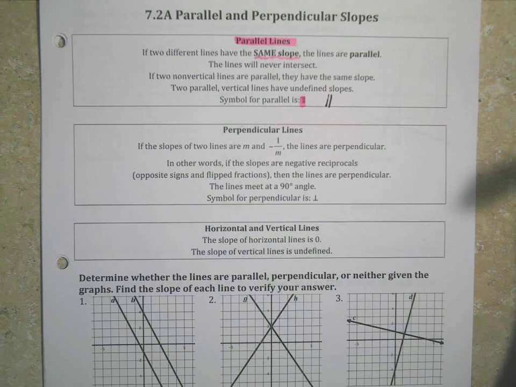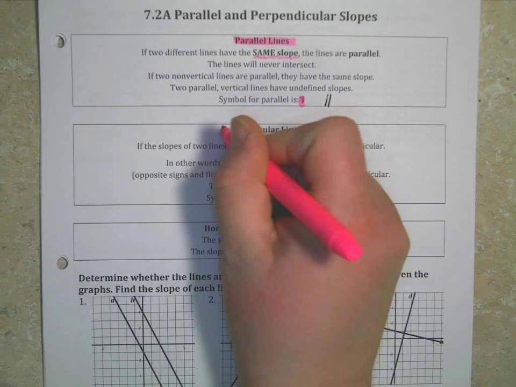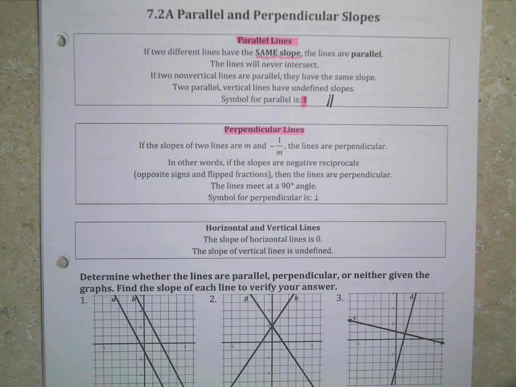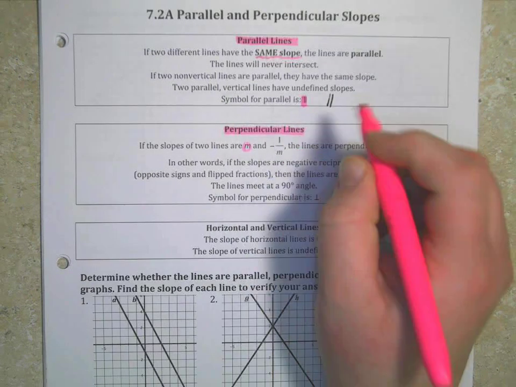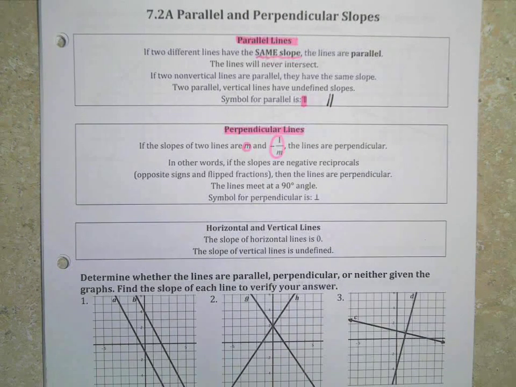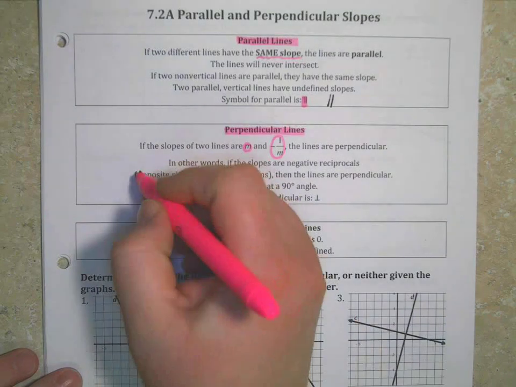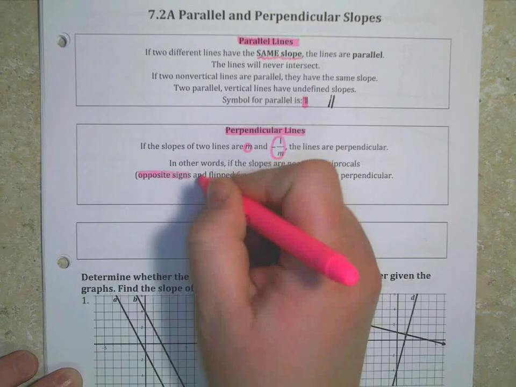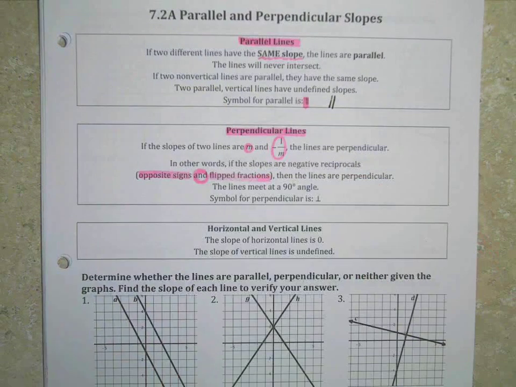If two non-vertical lines are parallel, they have the same slope. Two parallel vertical lines would both have undefined slopes. Then we have perpendicular lines. Perpendicular lines are if two lines have the same slope. They're not the same, sorry. We have m and -1 over m. Then the slopes are perpendicular. So in other words, if the slopes are negative reciprocals, so here's your key, they have to have an opposite sign and flipped fractions, then the lines are perpendicular.